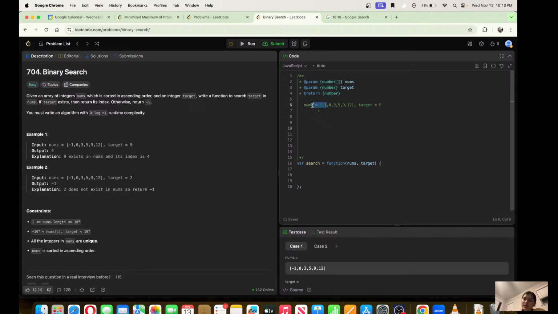If it is on the left side, then look at the left side and look at the middle again. So that way I could cut our solution search space into half, right? I don't have to look at all the elements anymore, because it is in ascending order.